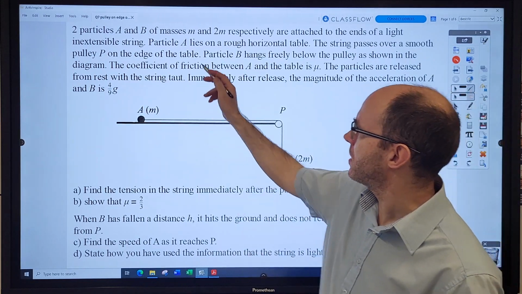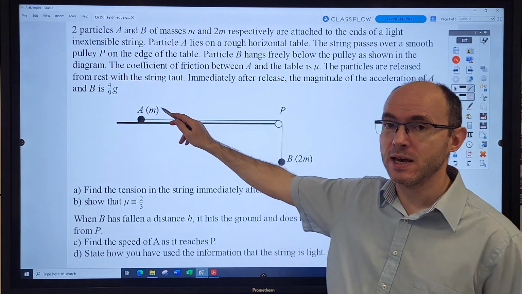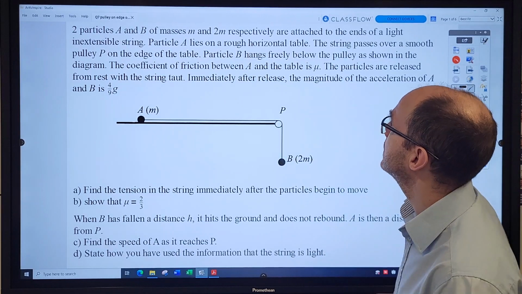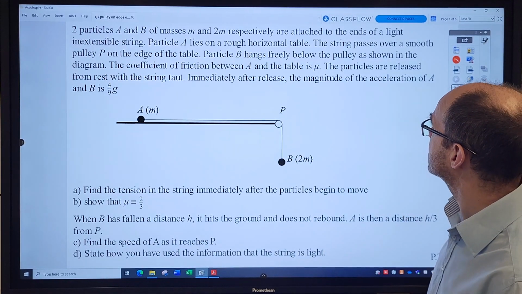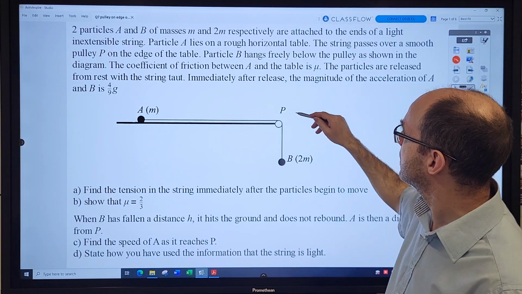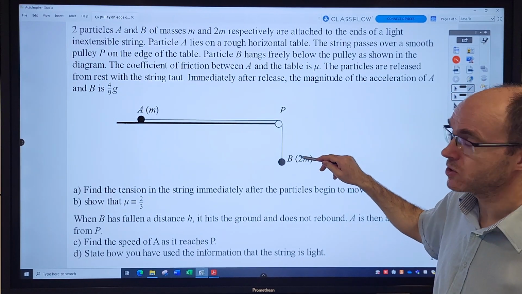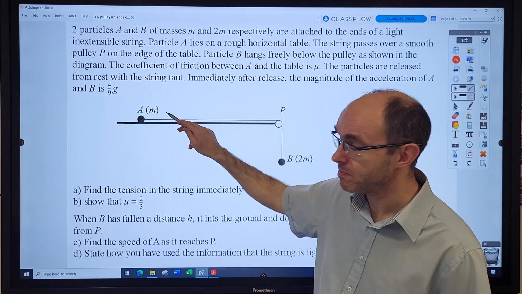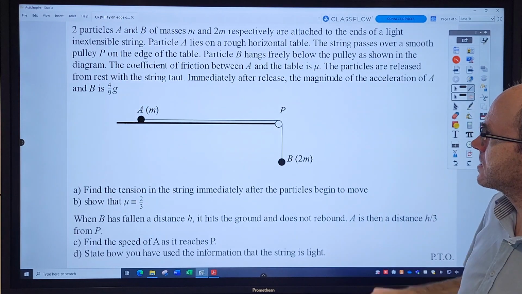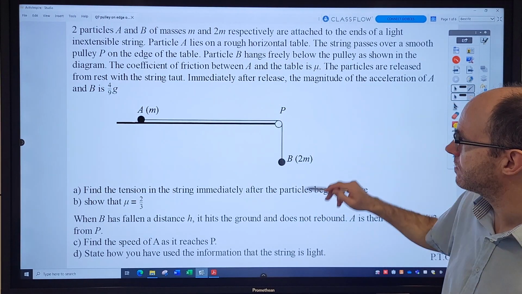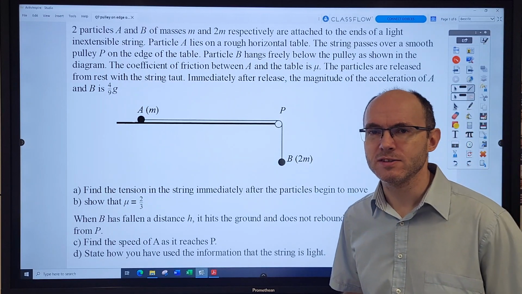So the question is: two particles A, B, masses M and 2M respectively, are attached to the ends of a light inextensible string. Particle A lies on a rough horizontal table. The string passes over a smooth pulley P on the edge of the table. B hangs freely below the pulley as shown in the diagram. The coefficient of friction between the table and A is mu. The particles are released from rest with the string taut immediately after release. The magnitude of the acceleration of A and B is 4/9 g.